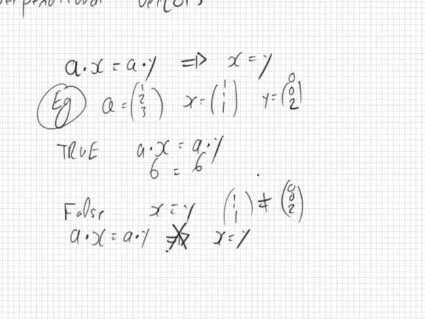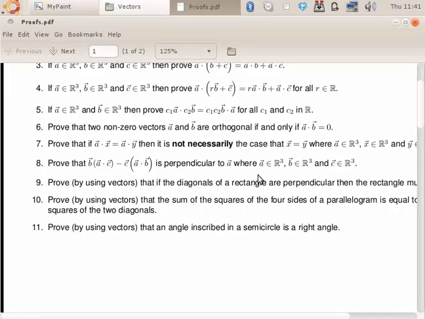Okay, number 8 now. We need to prove that B times A dot C minus C times A dot B is perpendicular to A.